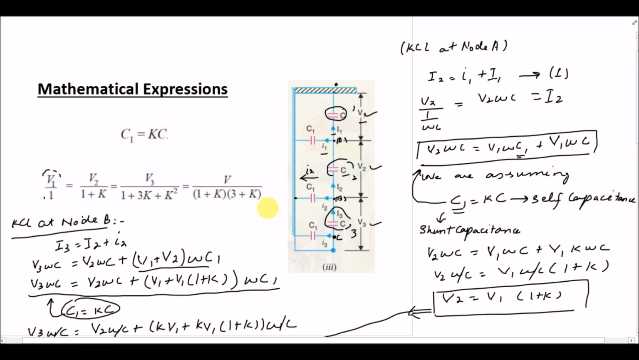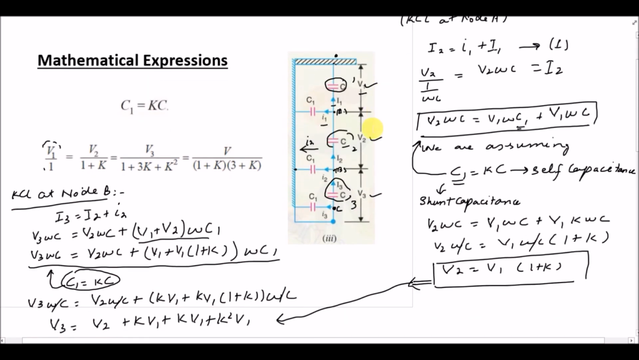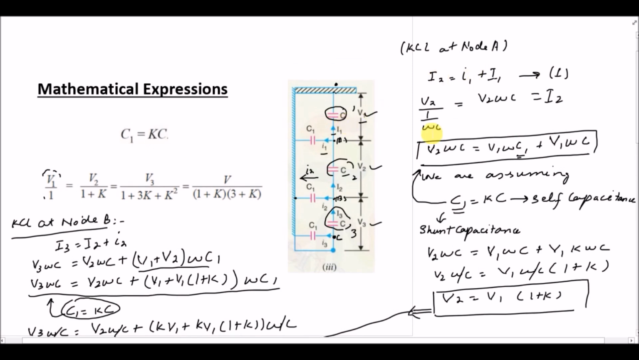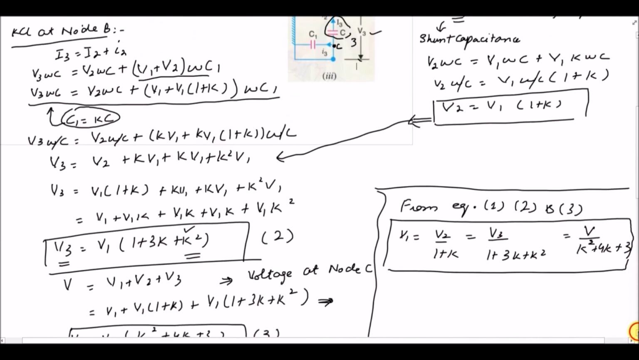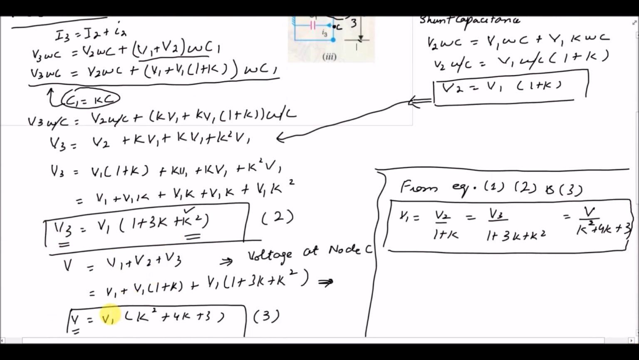Then after that we derived the mathematical expression for the voltages V1, V2 and V3. We applied KCL at node A as well as KCL at node B, and by equating the sum of the currents moving away from the node to the currents moving towards the node, we derived an equation which is V2 equals V1 into 1 plus K. Similarly, we derived another equation for the voltage V3, and we found out that all the voltages are dependent on the value of a constant K, and this K is just relating the shunt capacitance with the self capacitance.